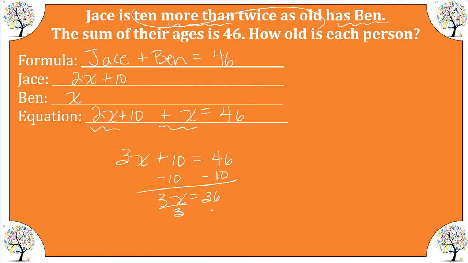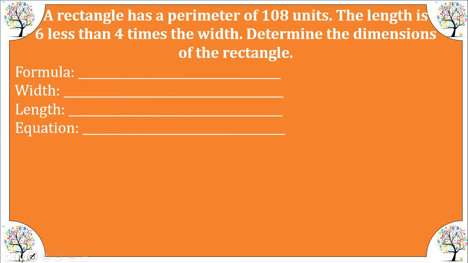We're going to divide by 3, and X is 12, and that's Ben. So Ben is 12. Then we can plug in for this X in this expression: 2 times 12 is 24, and 24 plus 10 is 34. And 34 plus 12 does give us that 46. So those are age problems.